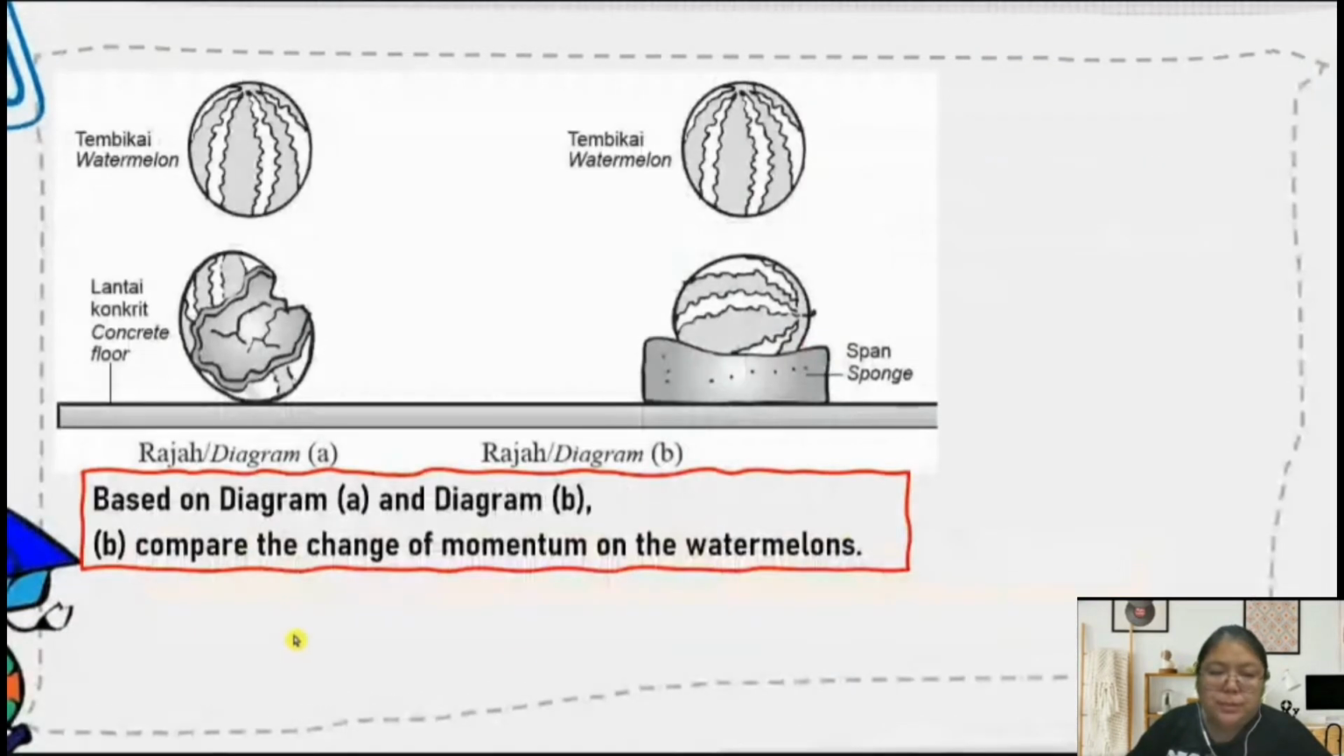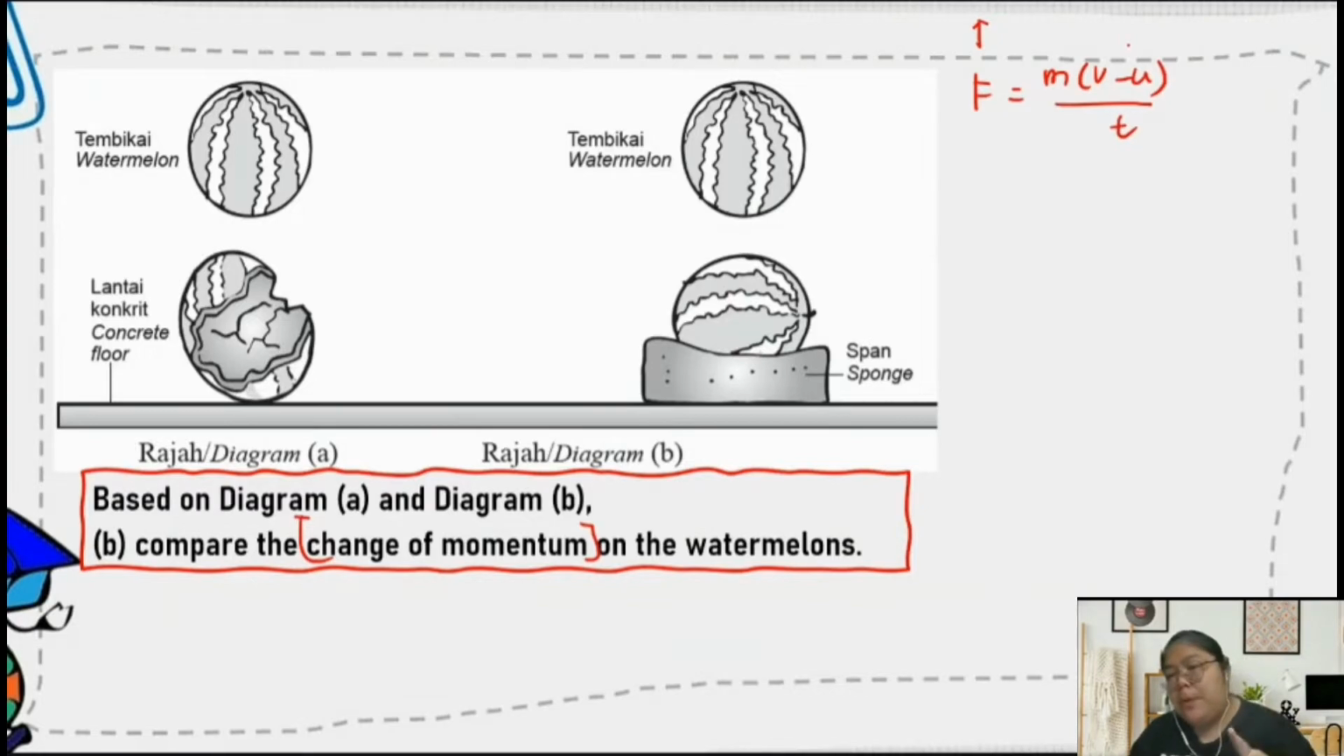Okay, number 2. Compare the change of momentum. So remember, force equals change of momentum, (V minus U) over t. For this situation, how about the change of momentum? Because just now we were talking about the force. The force for A is bigger. Then the time taken surely changes, because you fall on 2 different floors. How about the change of momentum?